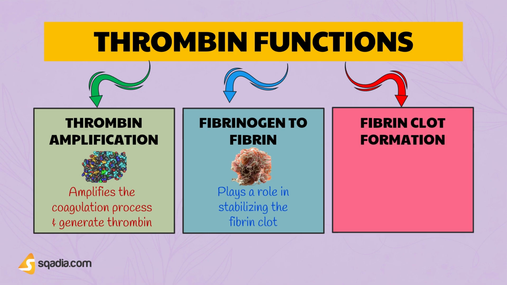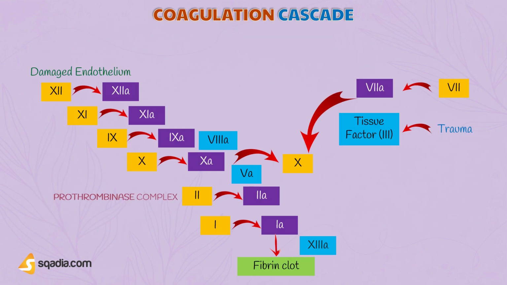Fibrin clot formation. Fibrin monomers generated by thrombin polymerize and aggregate, forming long strands of insoluble fibrin. These strands form a meshwork that entangles platelets, red blood cells, and other components of the blood, leading to the formation of a stable fibrin clot.